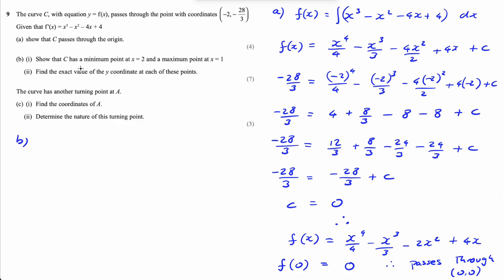Show that C has a minimum point at x equals 2 and a maximum point at x equals 1. Find the exact value of the y-coordinate of each of these points. Okay, let's do part I first.